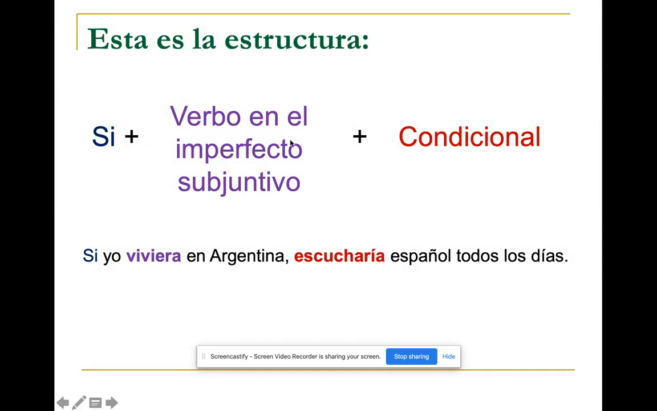Si, one verb in imperfect subjunctive. This is the hypothesis. This is what you don't know if it's going to take place. Si yo viviera en Argentina, that's a supposition. It's not real. That's why you need a verb that is in the imperfect subjunctive. Yo escucharía español todos los días. So this type of structure is the structure that you need to know how to build.